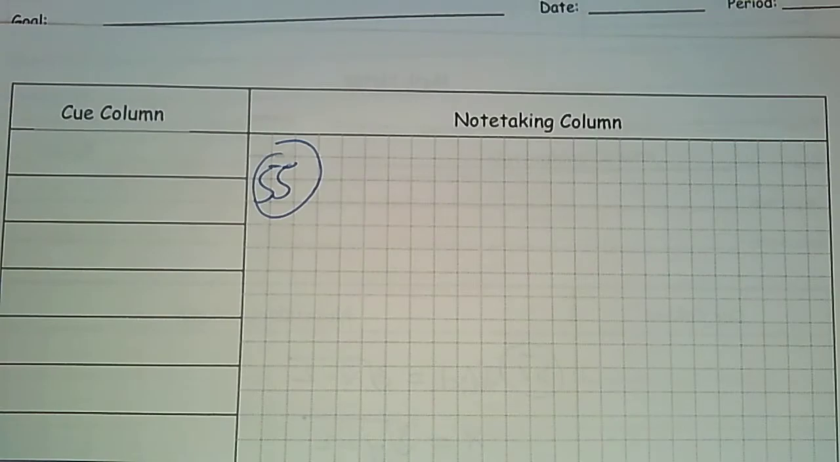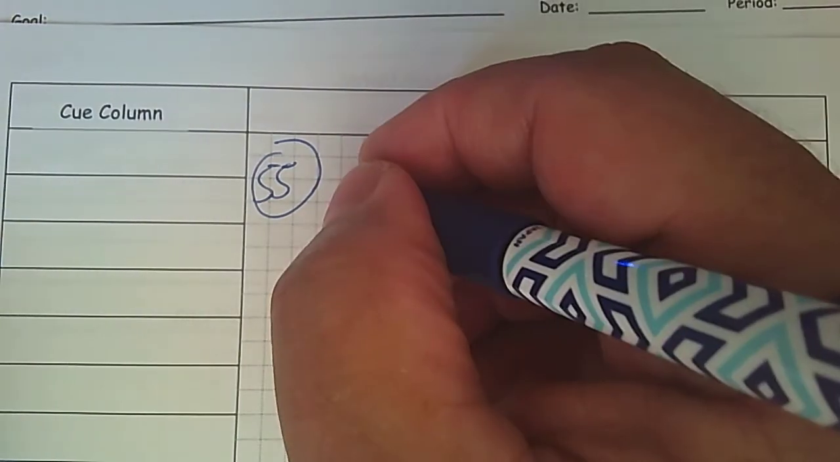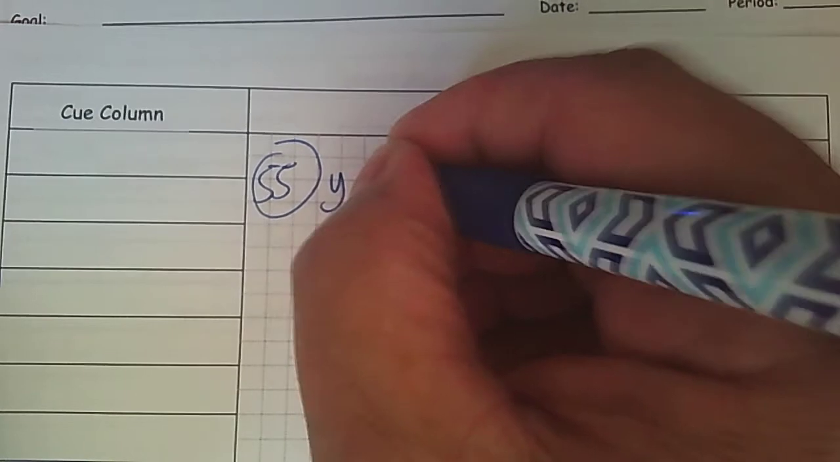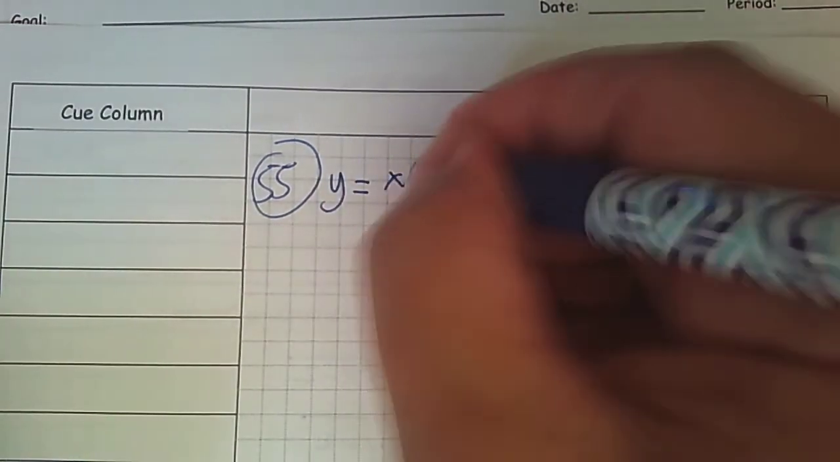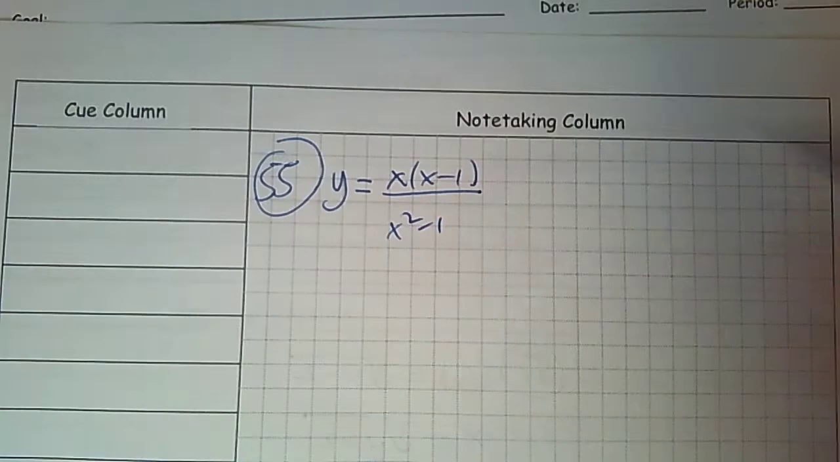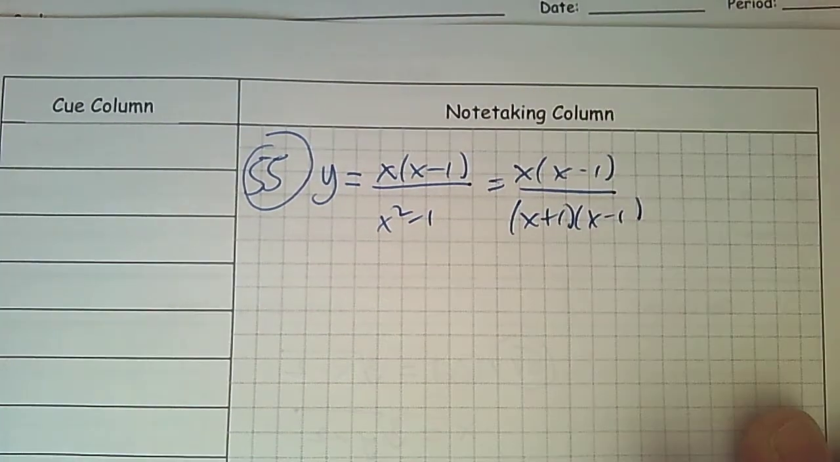So in number 55, find the domain, vertical asymptotes, poles, intercepts, and end behavior, and so on for this function. So can you analyze and graph it? So let's do that together. Step 1 here is to factor. So I'm going to factor the denominator. X squared subtract 1 is a difference of squares.